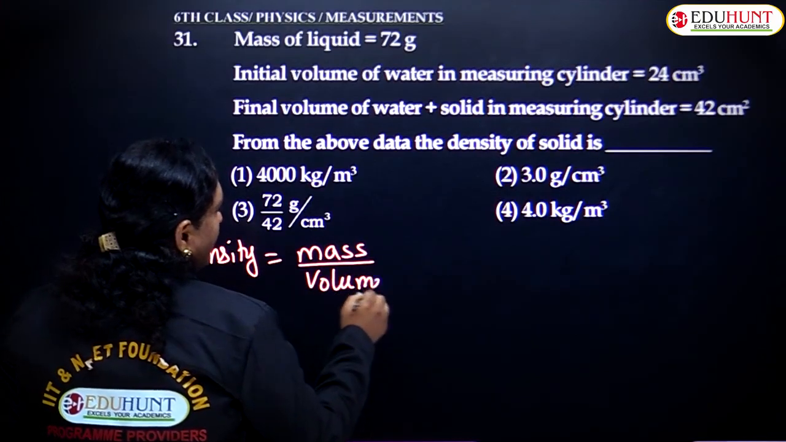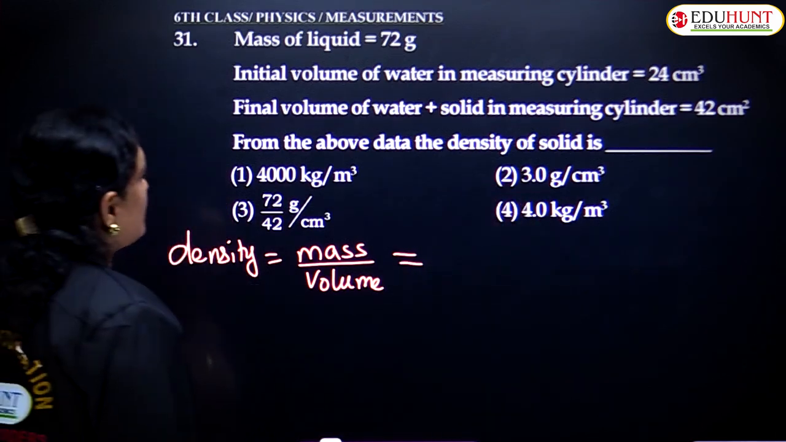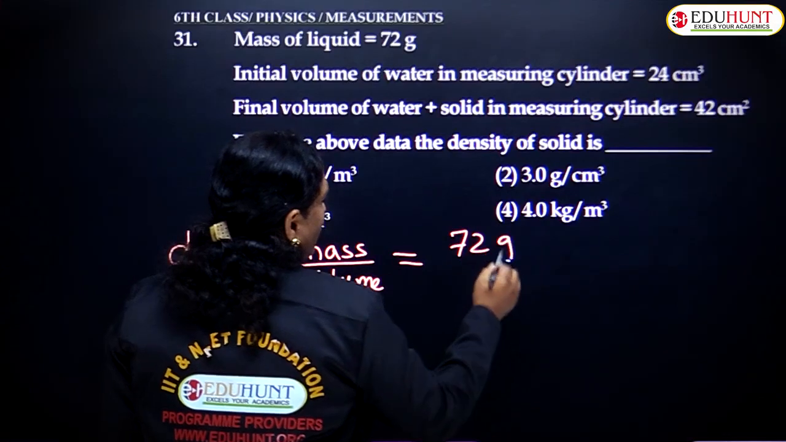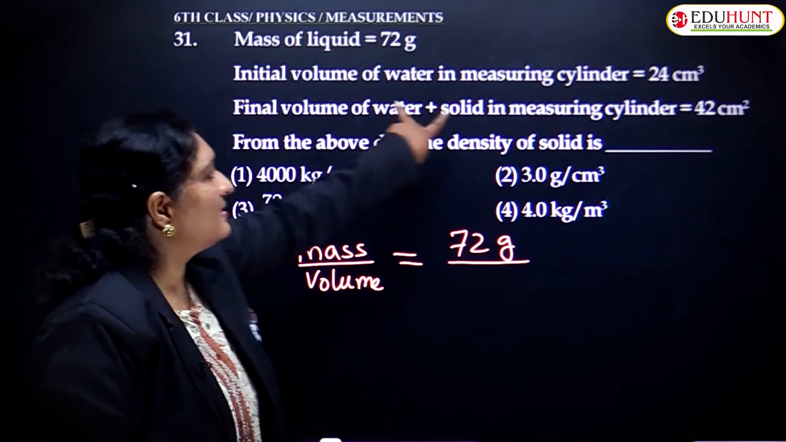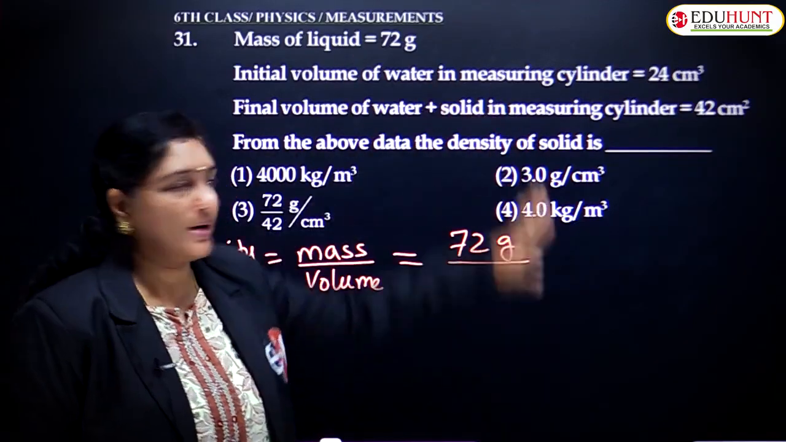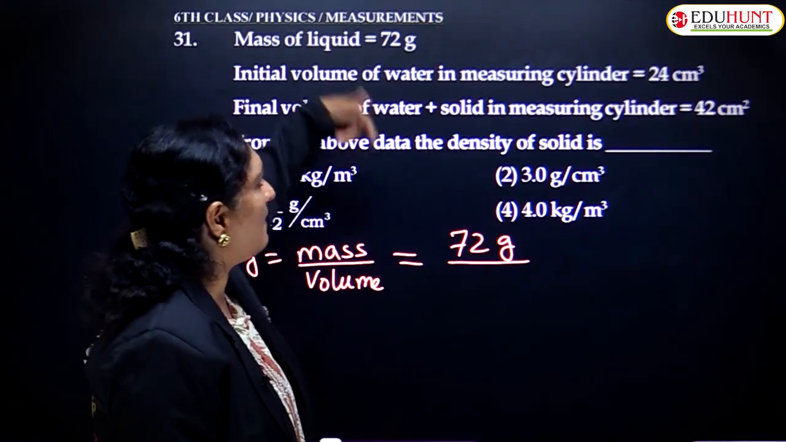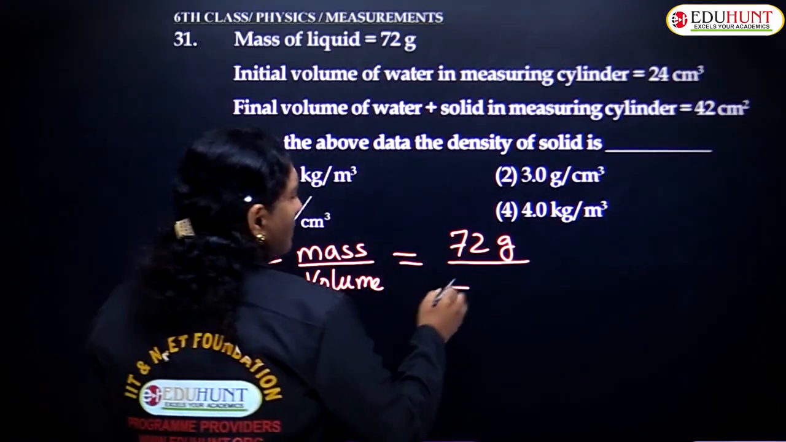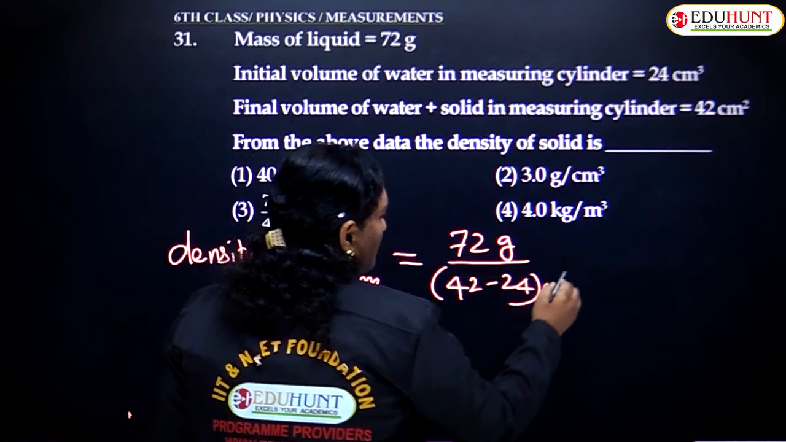You are asked to find out density. How much is the mass given? Mass is given to be 72 grams. And volume, together it is 42. Individually, only liquid, it is 24. So only solid means solid plus water minus water. Then how much is that? 42 minus 24. Units is centimeter cube.